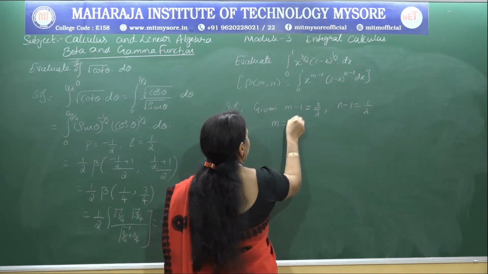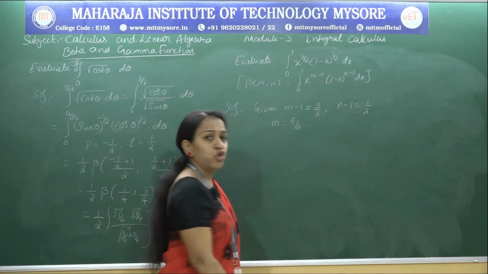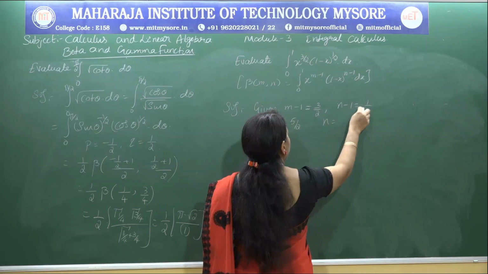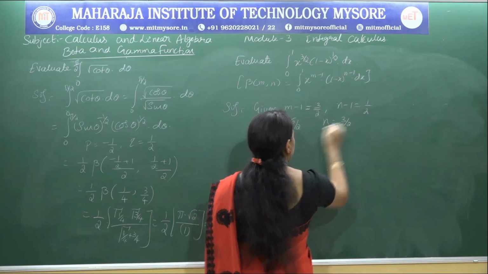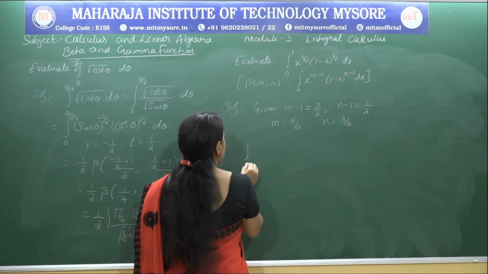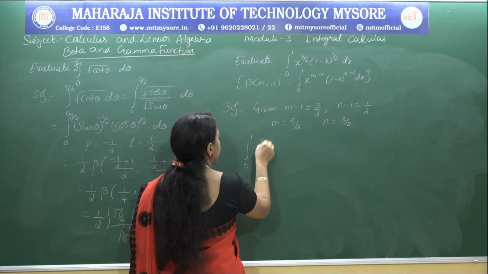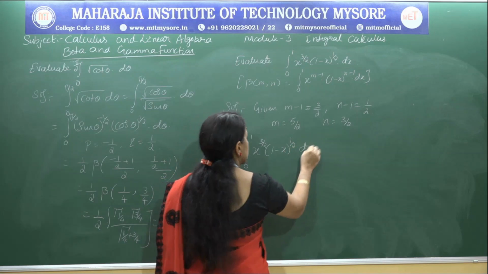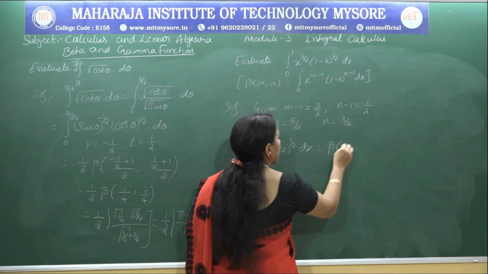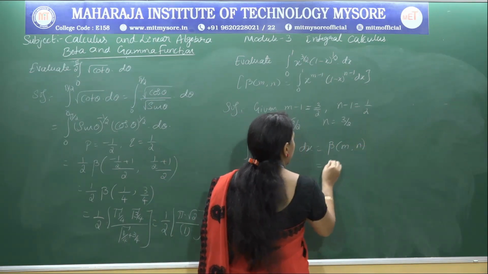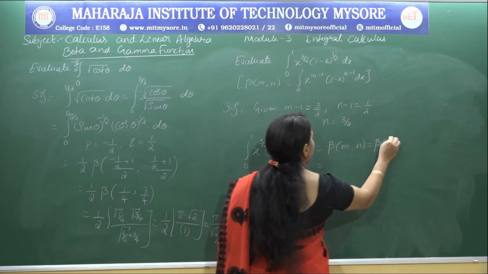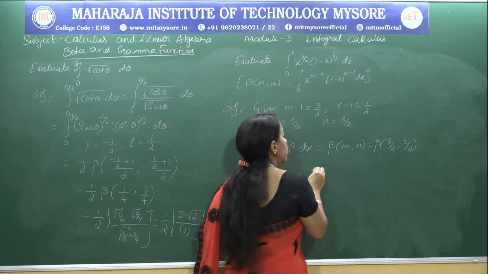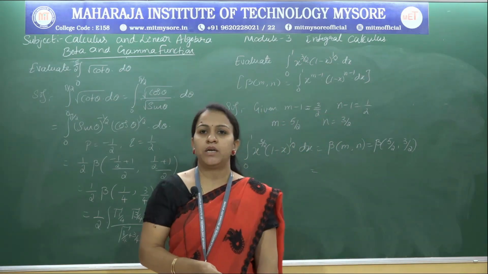So m equals 5 by 2, since 3 by 2 plus 1 is 5 by 2, and n is 1 by 2 plus 1, which is 3 by 2. Therefore, the integral from 0 to 1 of x to the power 3 by 2 into 1 minus x to the power 1 by 2 dx is nothing but beta(m, n), that is, beta(5 by 2, 3 by 2).